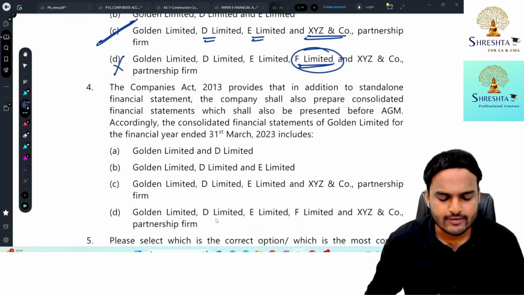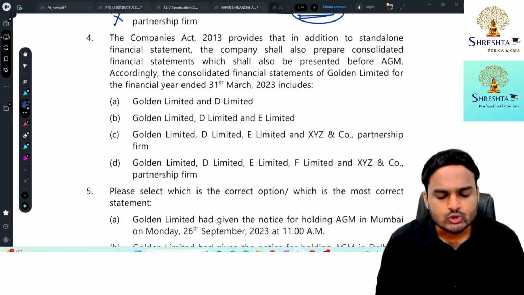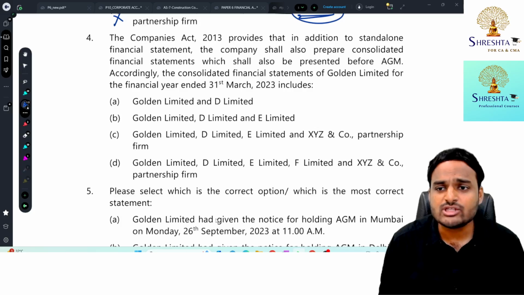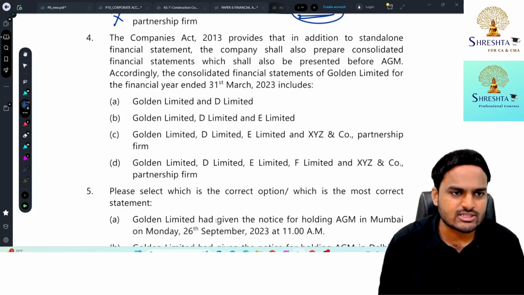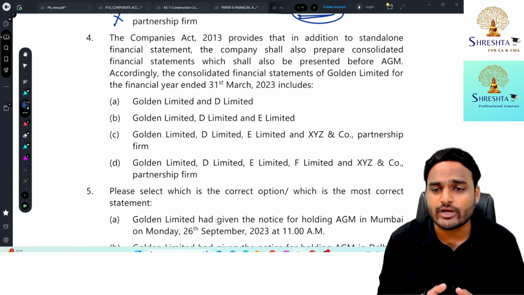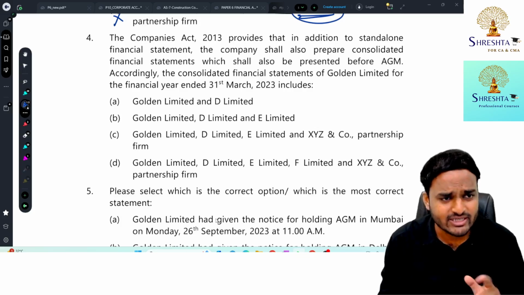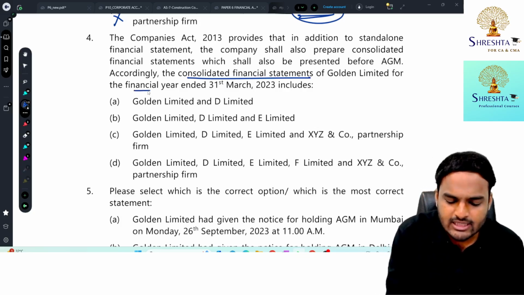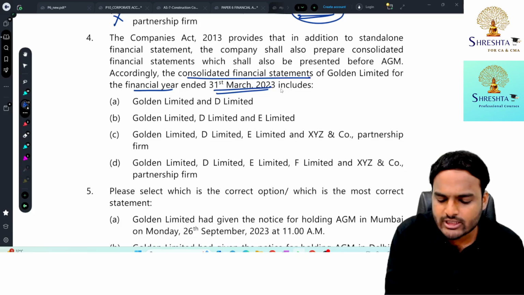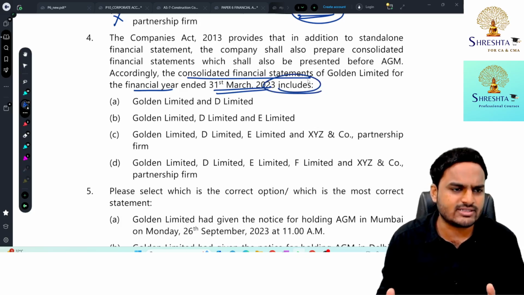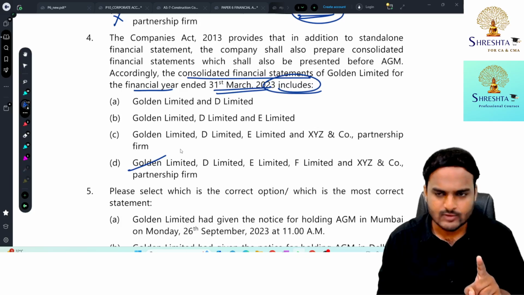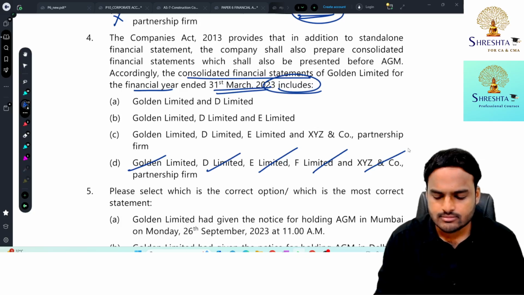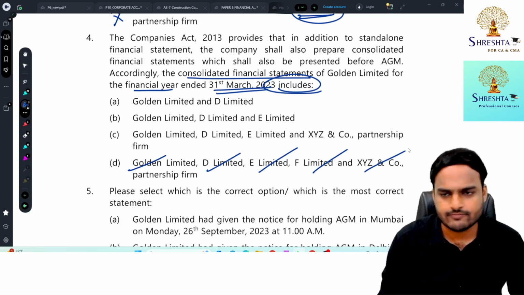Next, fourth question. The Companies Act 2013 provides that in addition to standalone financial statements, the company shall also prepare consolidated financial statements, which shall also be presented before the AGM. Accordingly, the CFS, Consolidated Financial Statements of Golden Limited for the financial year ended 31st March 2023 includes now all entities: Golden Limited, holding company, D Limited, E Limited, F Limited, XYZ and Co partnership firm.